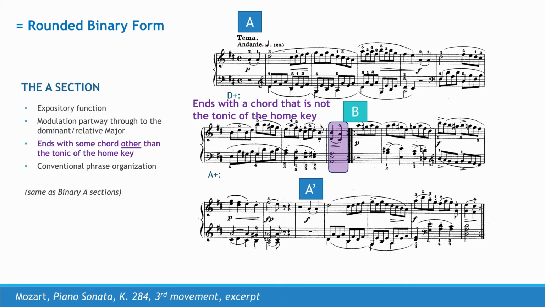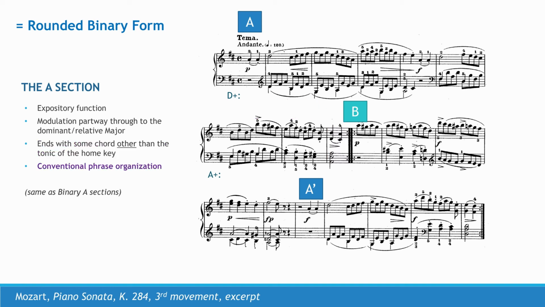Next in our definition, we expect our A section to end with some chord other than the tonic of the home key. And that's true here. Our home key is D major, the tonic of D major is D, the ending chord of the A section, which I've circled in purple, is not D. It's an A chord because of the modulation. So this is consistent with our definition.